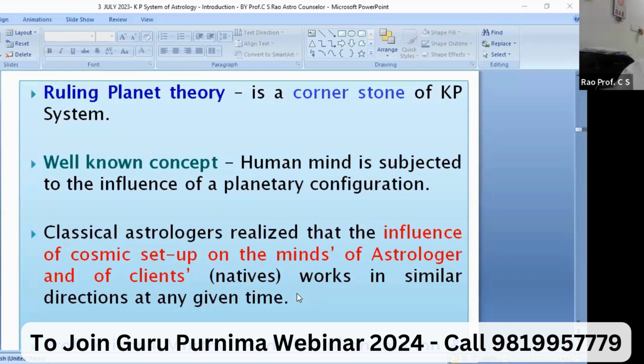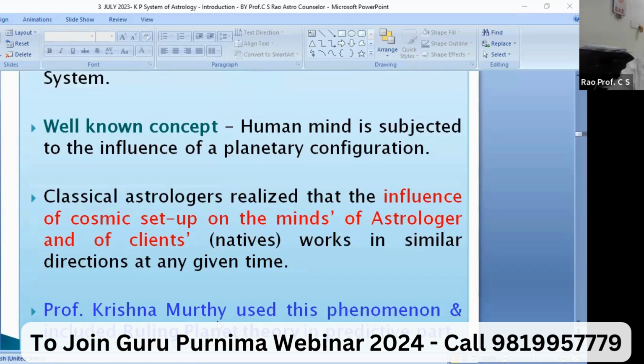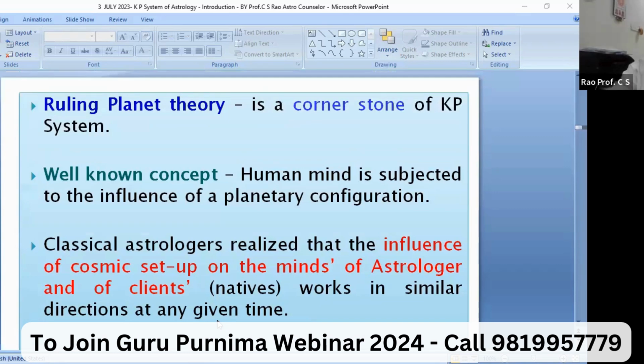We have to verify and confirm the birth time also. For confirmation of the birth time rectification, this is the most important point also, the ruling planets. And Professor Krishnamurti used this phenomenon and included ruling planet theory in the predictive part. The ruling planet theory is most important. Sublord theory and ruling planet theory are the most important in this KP system of astrology.